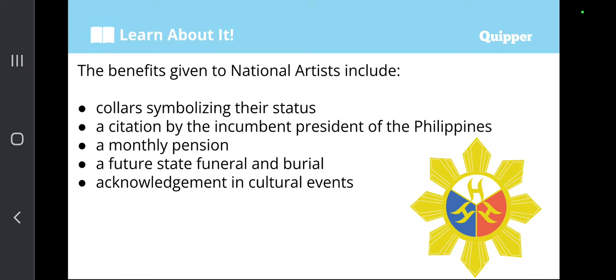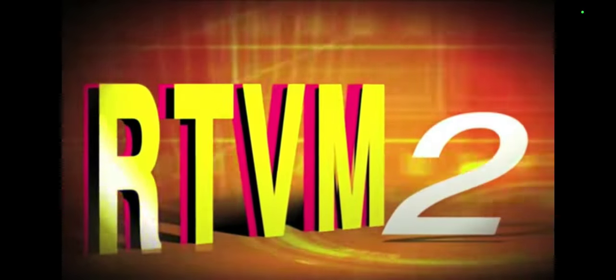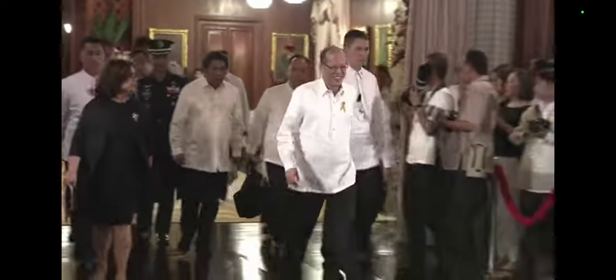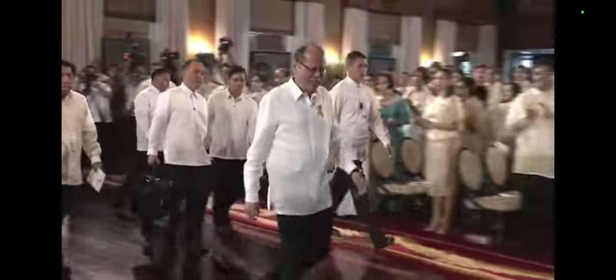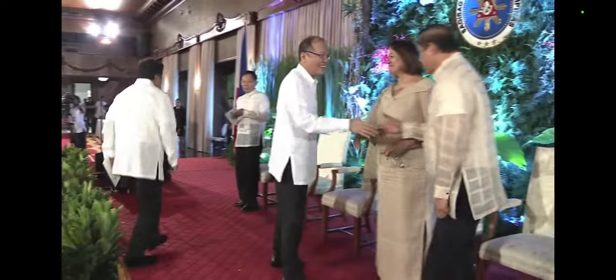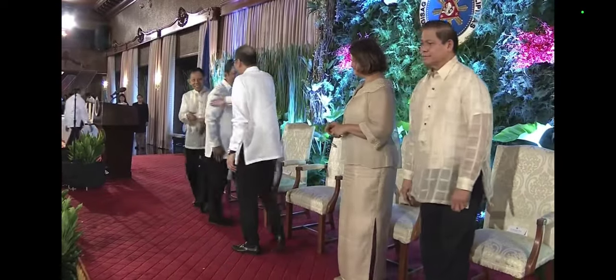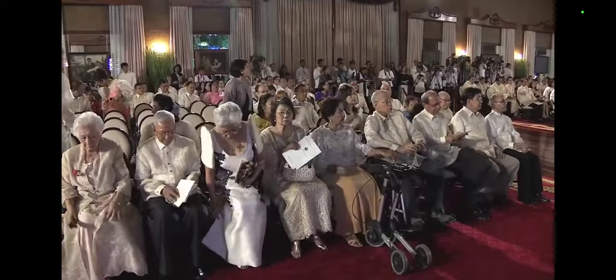So, we can see here the National Artist Awards in 2016. As you can see in this video, we have the entrance of the president together with, of course, the presidential security group. And awaiting him is the chairman of the NCCA as well as the CCP, the National Commission for Culture and the Arts and the Cultural Center of the Philippines. You have there the dignitaries, statesmen, and then the awardees and their families.